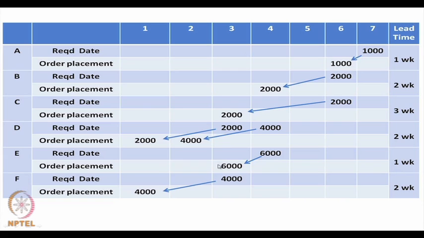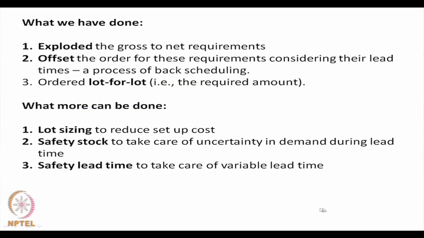On day 3 order should be placed for E 6000 items and for C 2000 items. Day 4 order should be placed for 2000 items for B. On day 6 order should be placed for A 1000 items. This is a very simple example of materials requirement planning.